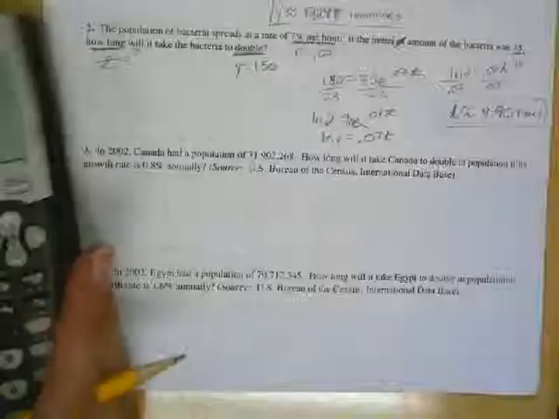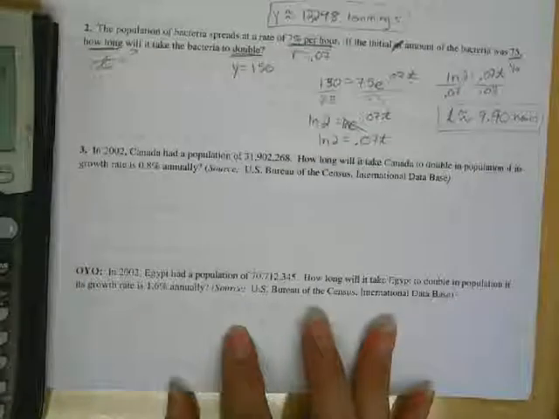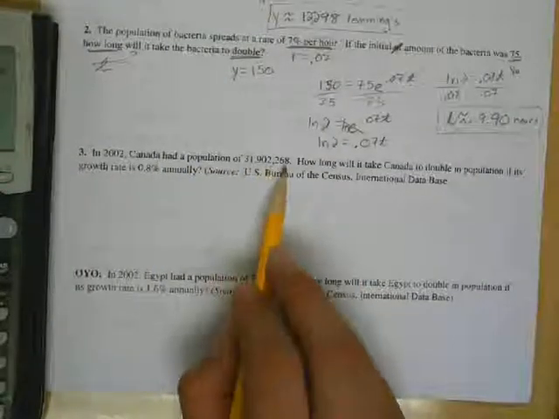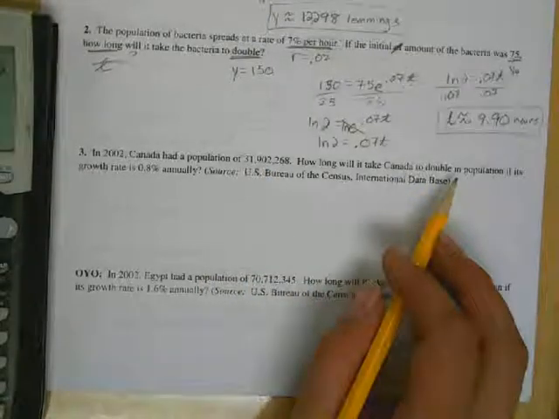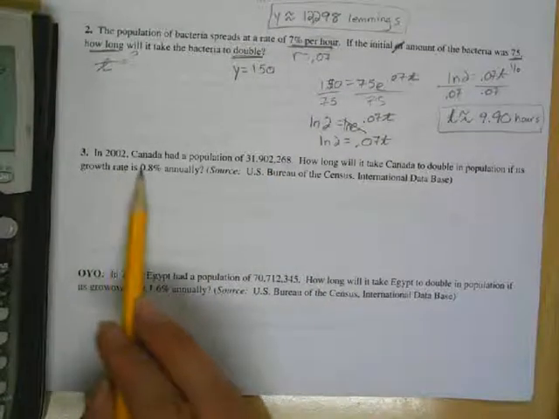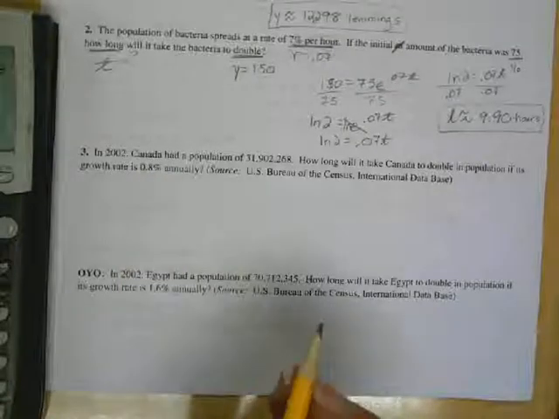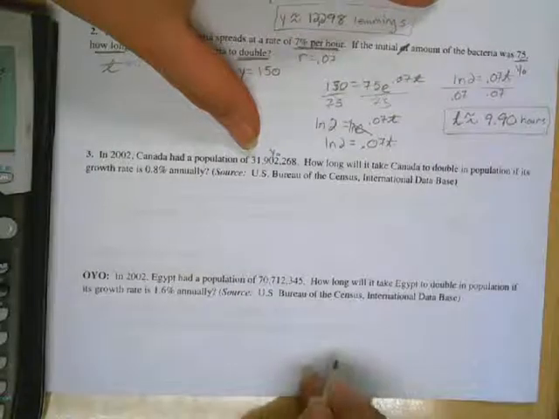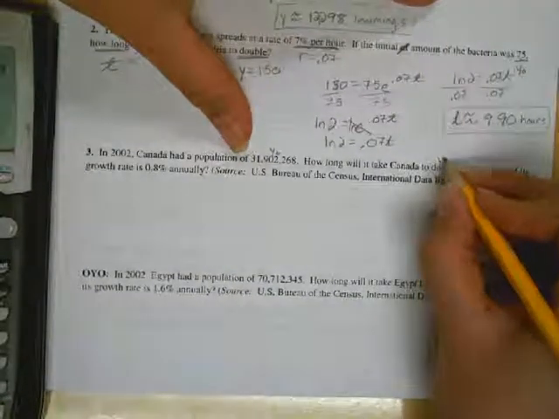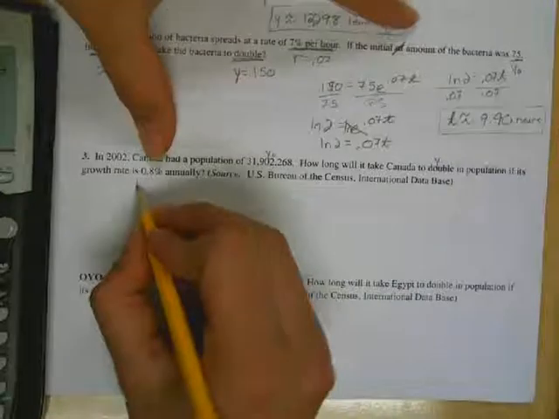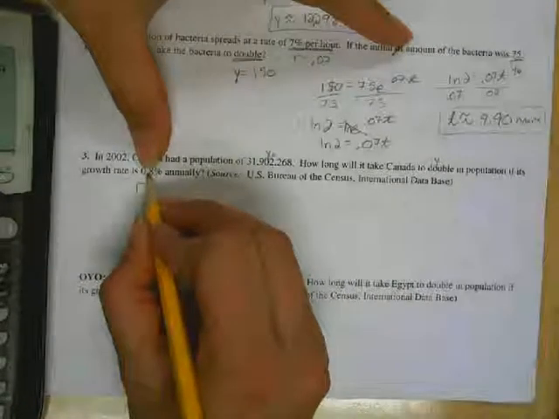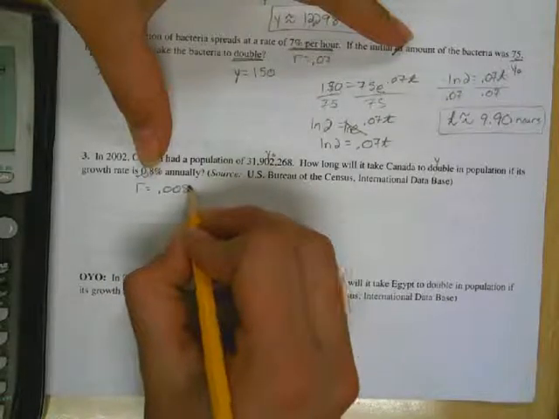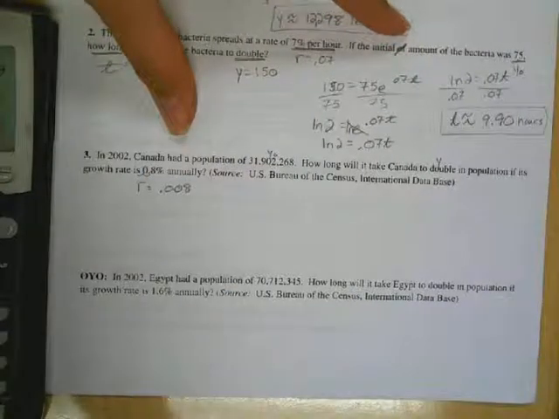Okay, so then the next one. In 2002, Canada had a population of 31,902,268. How long will it take Canada to double in populations if its growth rate is 0.8% annually? Okay, so here is my initial. I am doubling, so that's going to be my Y. My rate, don't forget to change it. It still has to go 2 to the left, so you get 0.008 for my rate. Okay, and I'm trying to find time.